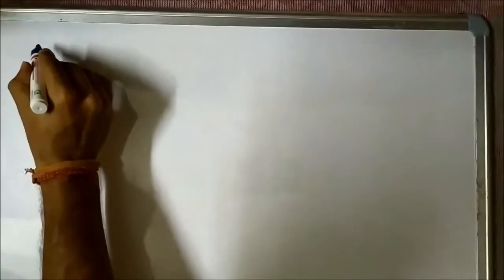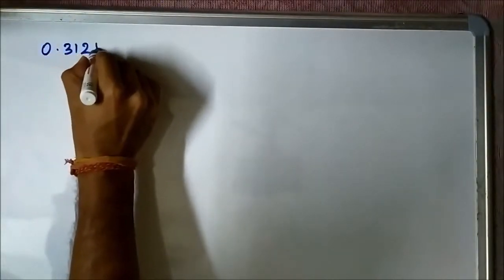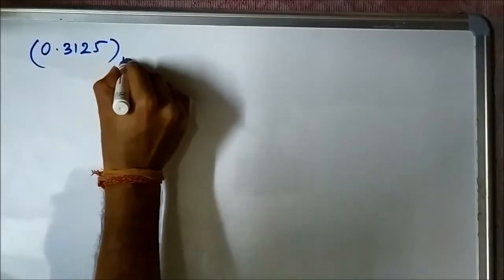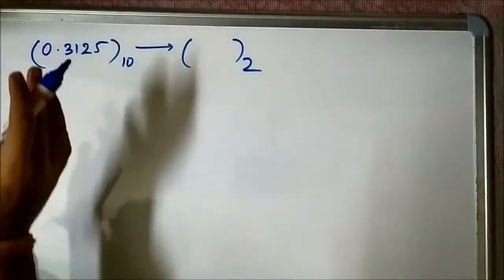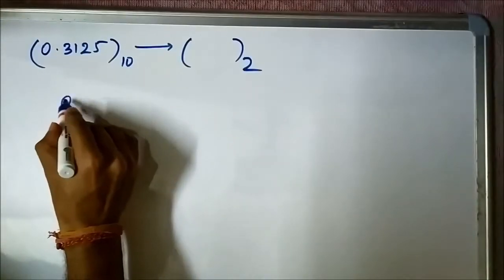Suppose we take another fractional number, let's say 0.3125, which is in decimal form, and we have to convert it into its equivalent binary form. So we'll perform the same steps.